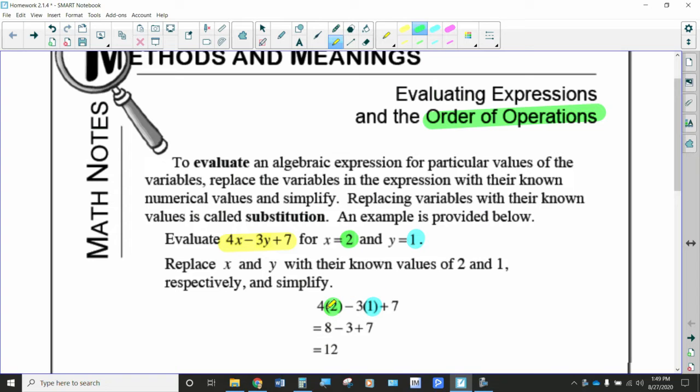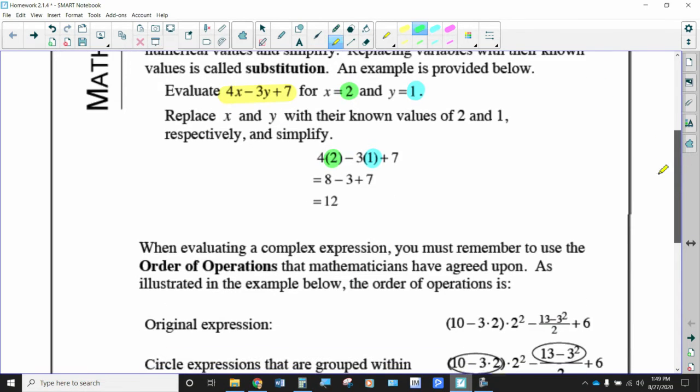So in this case, we would do multiplication first, then we would add, subtract from left to right. So 8 minus 3 plus 7, 8 minus 3 is 5, and 5 plus 7 is 12. Now, when you're doing the order of operations, sometimes students think that you have to add before you're supposed to subtract, which is a mistake. But one way to get around that is to use KFC.